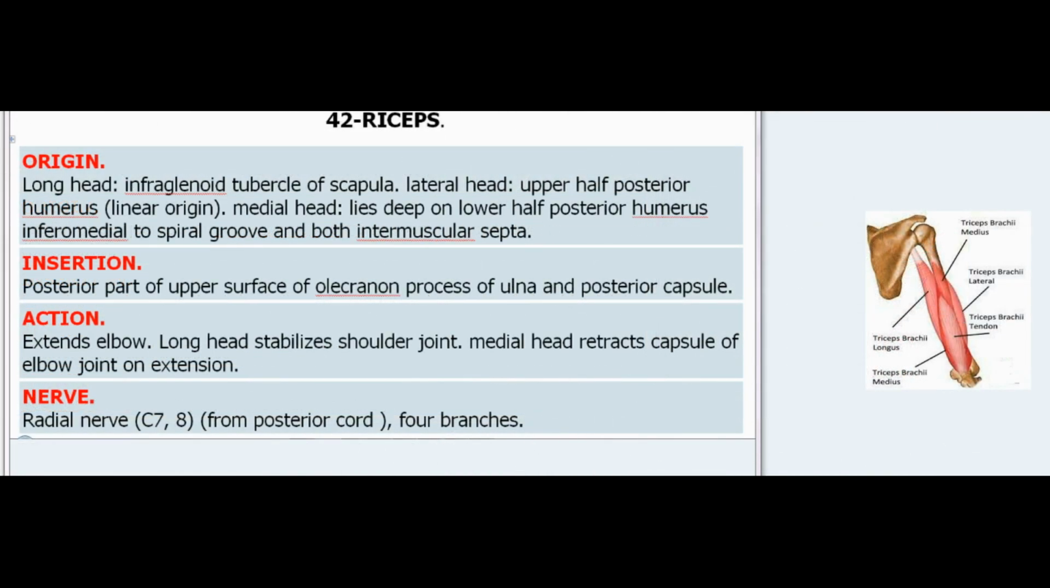42. Triceps. Origin. Long head, infraglenoid tubercle of scapula. Lateral head, upper half of posterior humerus, linear origin. Medial head, lies deep on lower half of posterior humerus inferomedial to spiral groove and both intermuscular septa. Insertion. Posterior part of upper surface of olecranon process of ulna and posterior capsule. Action. Extends elbow. Long head stabilizes shoulder joint. Medial head retracts capsule of elbow joint on extension. Nerve. Radial nerve, C7, 8, from posterior cord, 4 branches.